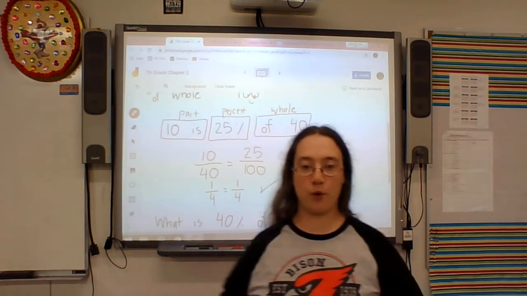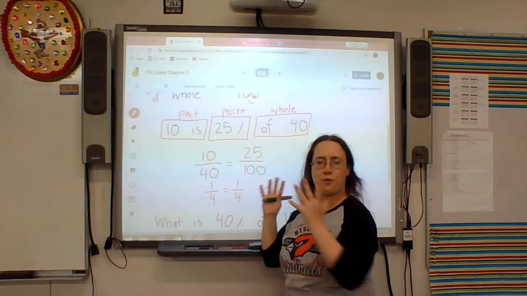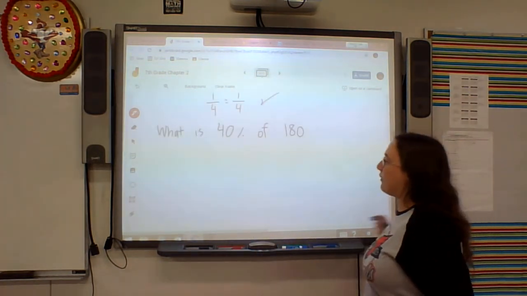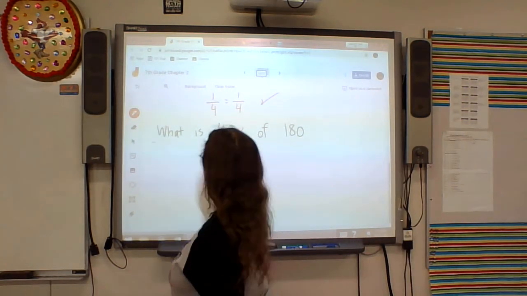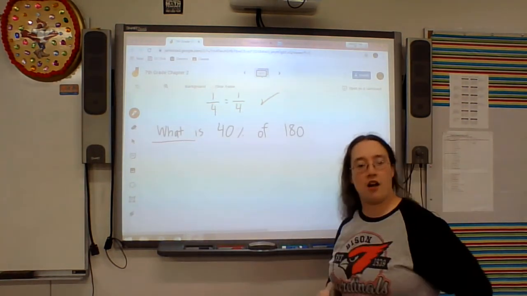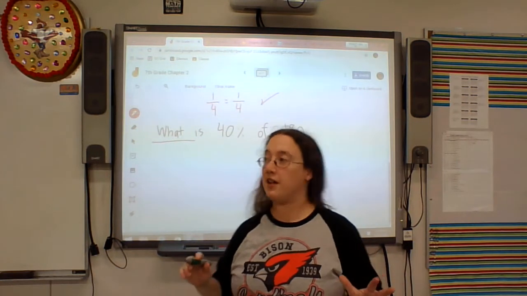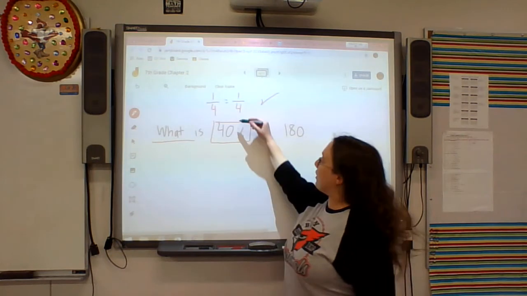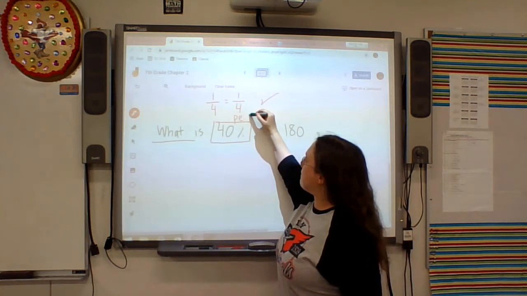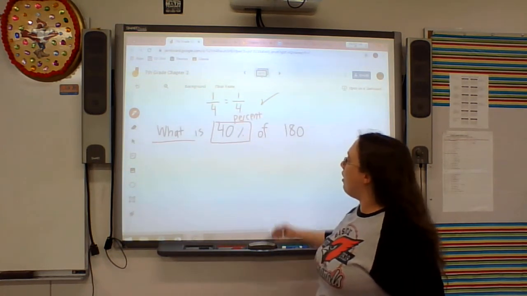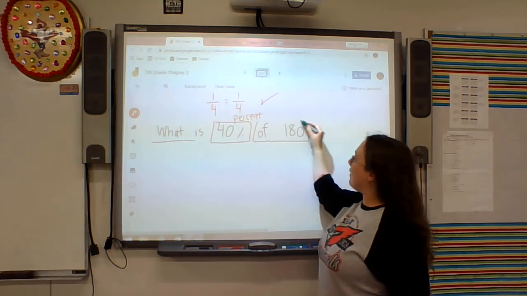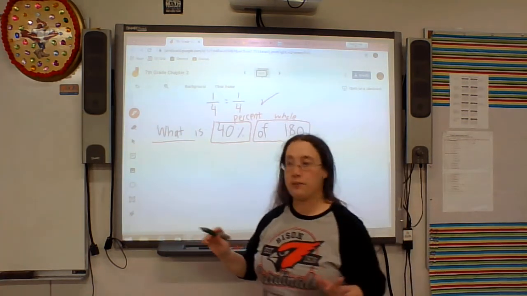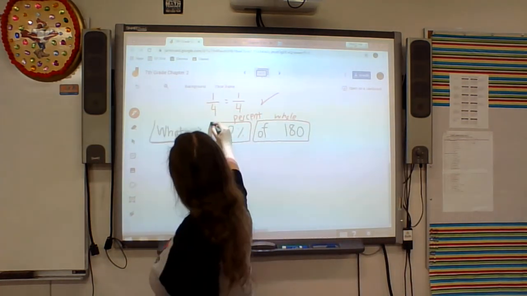What this is useful for is we can use it to find one of those things if we're missing them. So here there wasn't anything missing. Here we're going to be missing something. So this time we're looking for what is 40% of 180. The one that's by your percent is always going to be your percent. So if it's got a percent sign, that one's a freebie, and that's your percent. Of 180 makes this one your whole, which means the thing that we're looking for is our part.